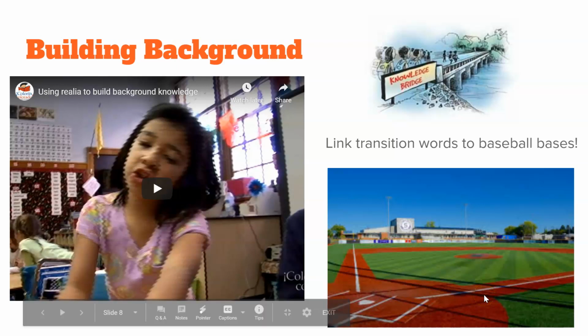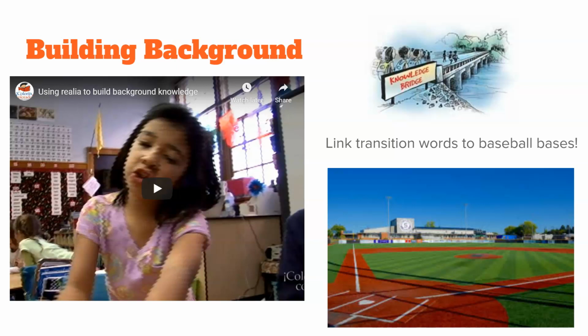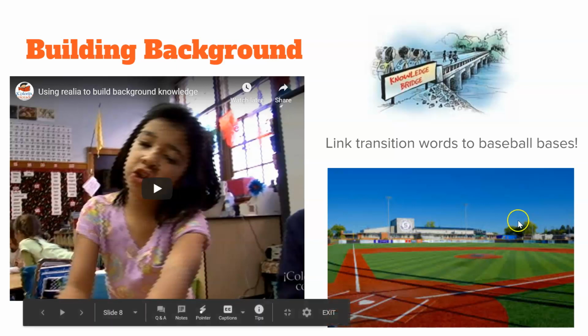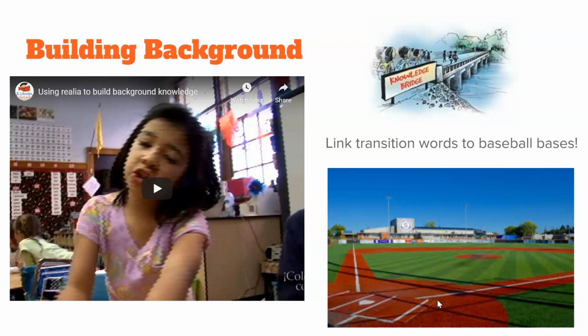And so when students have to order something or use transition words, using the baseball diamond and how it goes in order to teach them transition words is activating their background knowledge because they probably already know about first, second, third base, and home base. And so it'd be easier to bridge their knowledge to learning about first, second, third, or first, then, next, last.